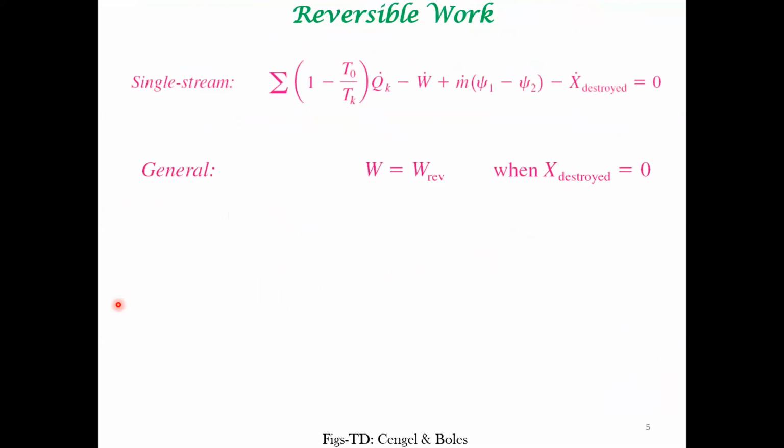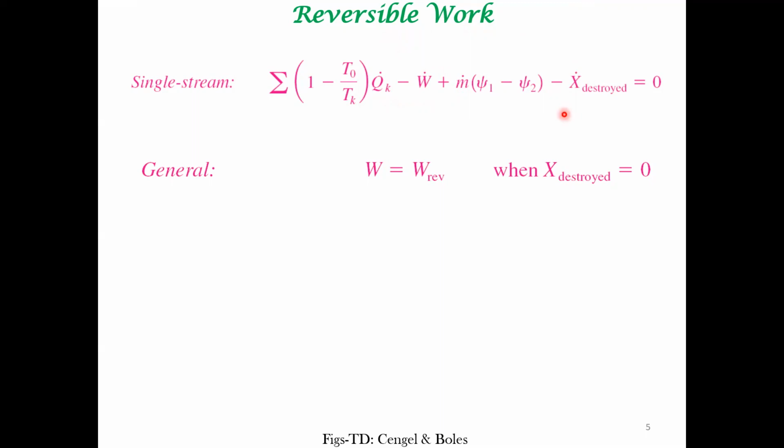So a useful quantity to define second law efficiency is what is called reversible work. So when you have this general equation as presented in the previous slide, when do you have reversible work? When there is no exergy destruction, that is when the work potential is not destroyed, when this term is equal to zero, that condition represents reversible work. So all the terms remain except that this term is 0.